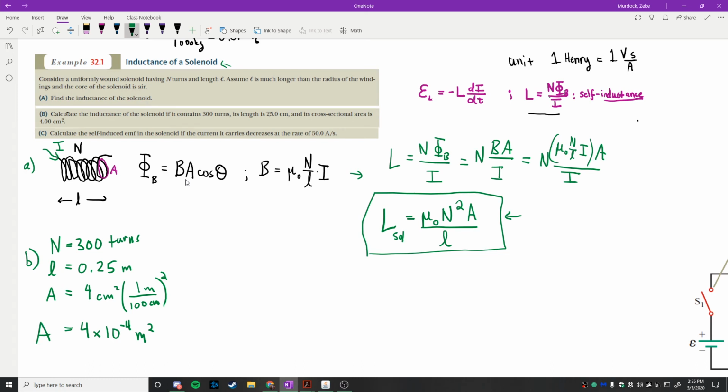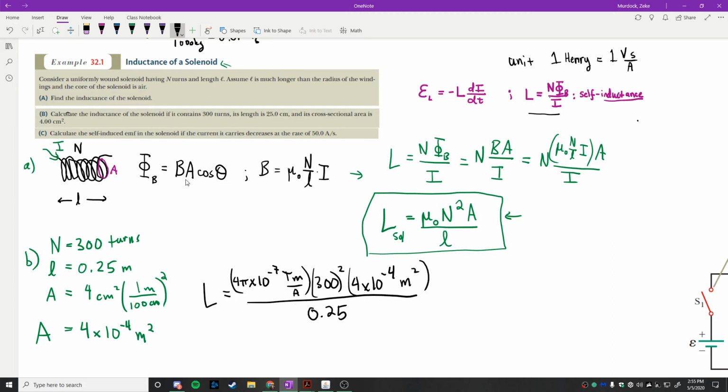So we need to plug all these things into our equation here. So we're going to get that the inductance of our solenoid is going to be mu naught, which is 4 pi times 10 to the negative 7 Tesla meter divided by amp. That's mu naught times N squared, so 300 squared. And then times the area, and then divide by the length. Can you guys calculate what that is for me? And do you see any mistakes that I made?